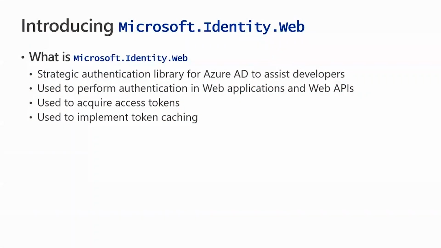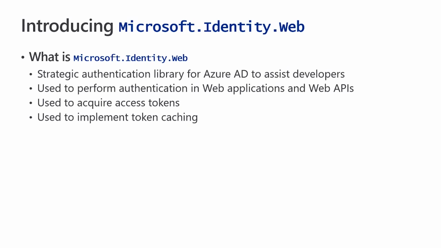Now, the next thing we're going to talk about is this library that provides a basis for authenticating users. The idea of this library is that it provides a lot of code to make more of the authentication process transparent to us, the developer. So Microsoft.Identity.Web came out in November of 2020, just a couple of months ago. That's when it went GA.